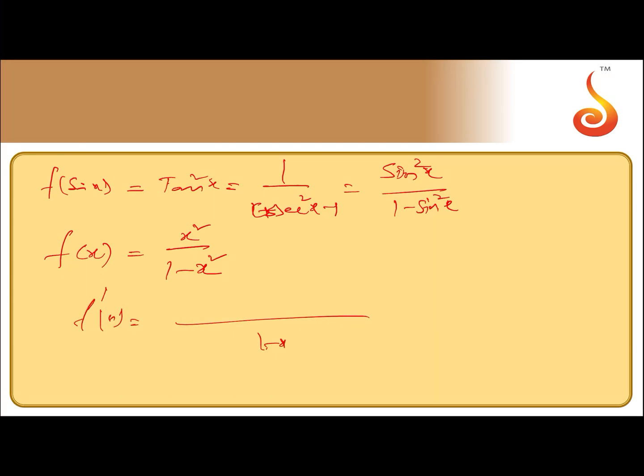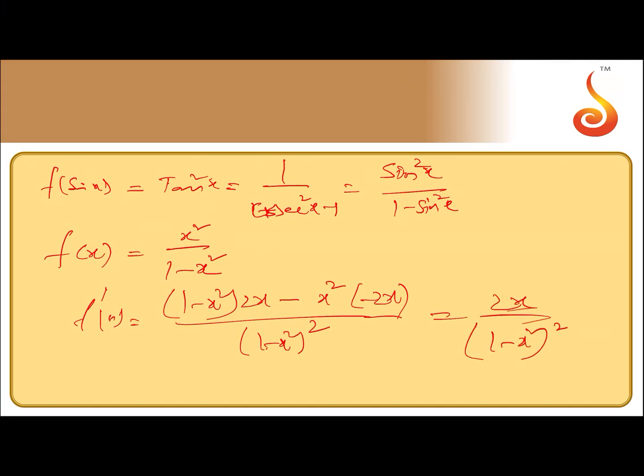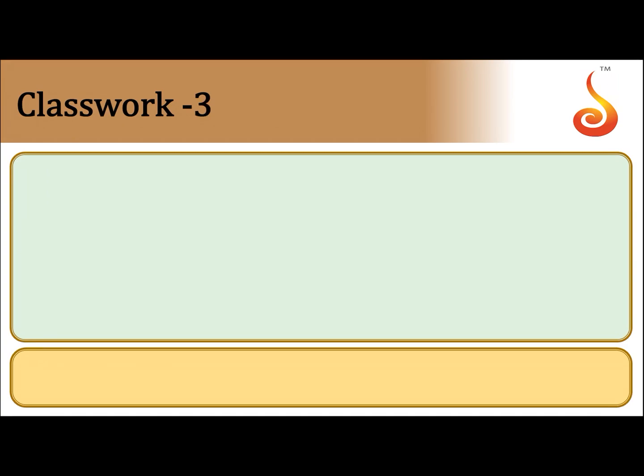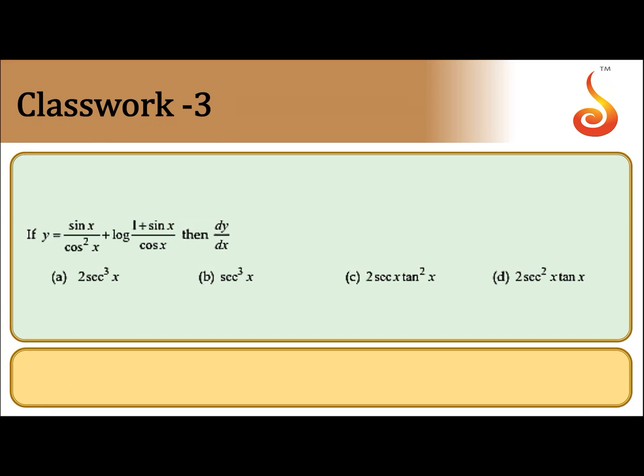So f dash of x is equal to (1 minus x square) whole square in the denominator, (1 minus x square) multiplied by 2x minus x square multiplied by minus 2x. So 2x cube gets cancelled, and we get 2x divided by (1 minus x square) whole square as the answer for the problem. Coming to the next one.